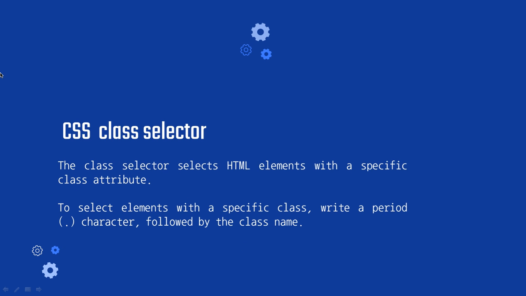The class selector. The class selector selects HTML elements with a specific class attribute. So you can see it is saying elements. That means that we can select multiple elements with a class attribute. To select elements with a specific class, write a period, a dot character, followed by the class name. So we can use class to select multiple elements.